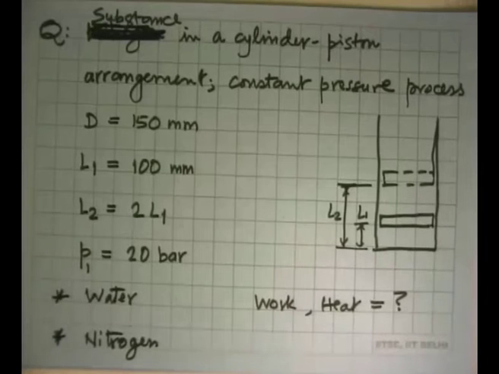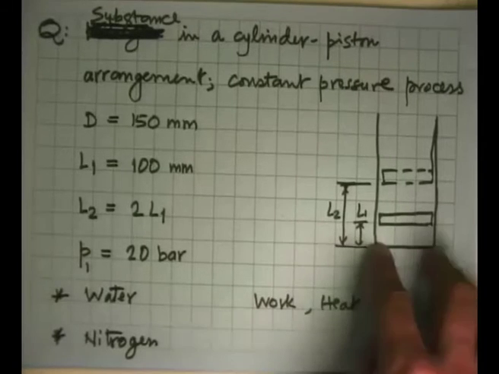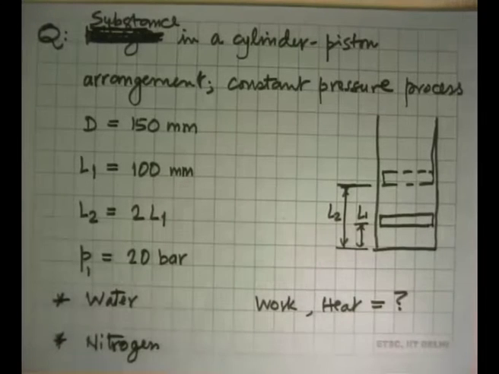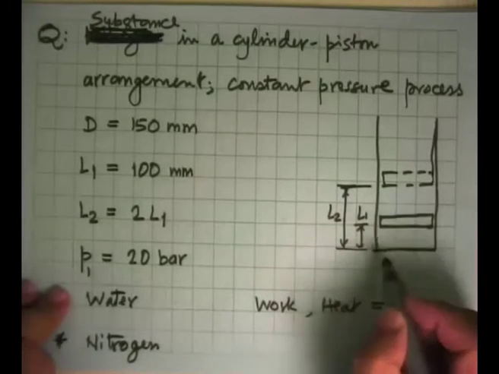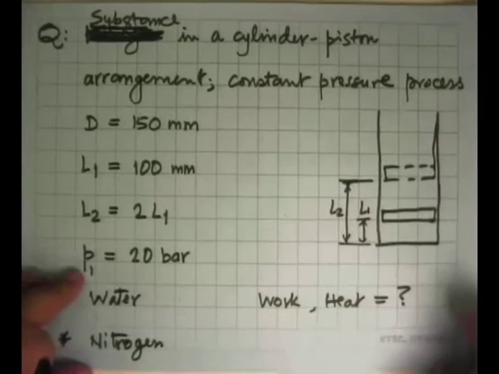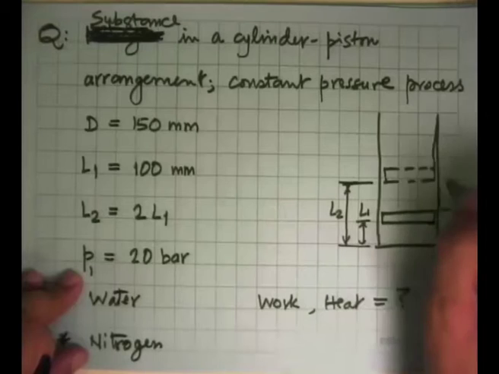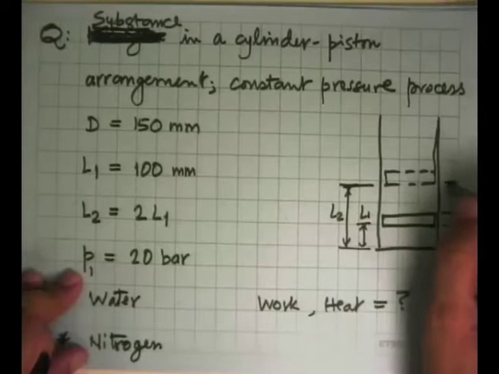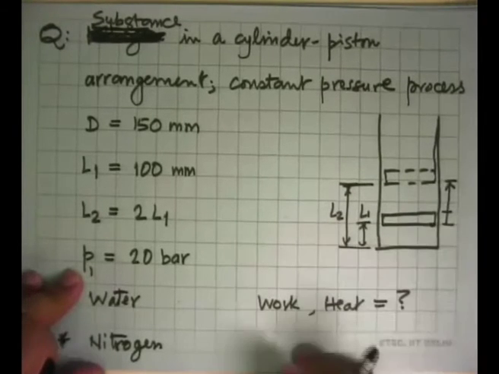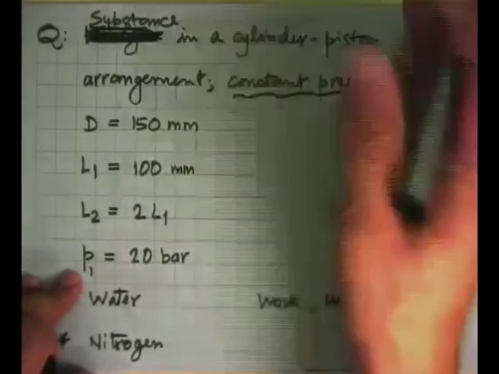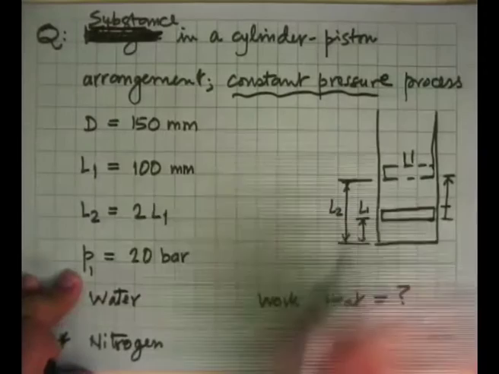So we look at a closed system where we have a cylinder piston arrangement, and we have a piston which is over here. Its length is L1 over there, and what we do is we heat it, and at constant pressure the piston rises from here to here. So we are looking at a constant pressure process, and the piston does work.